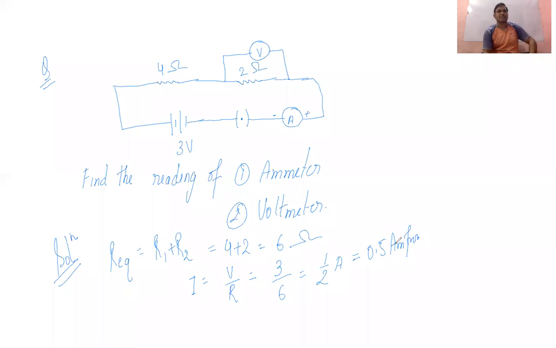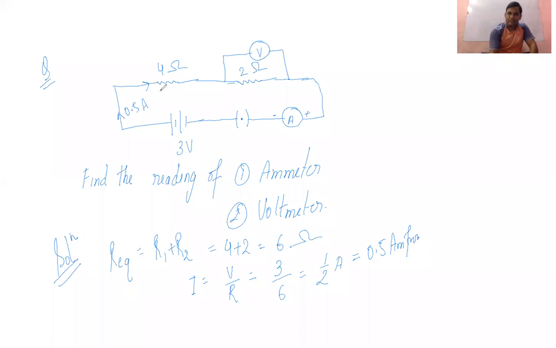One more thing you can understand. If 0.5 ampere current is flowing, it will be 0.5 here, 0.5 here, and 0.5 here. So the ammeter reading will be 0.5 ampere, because everything is in series. Is it clear? Okay. Now, coming to the second part, that is the reading of the voltmeter.